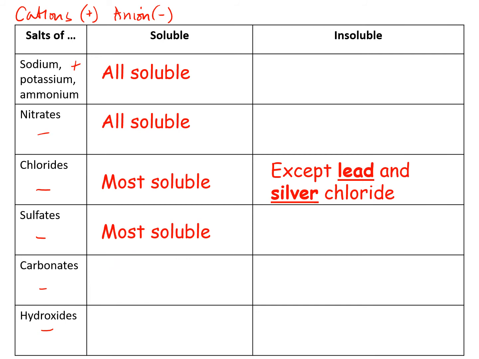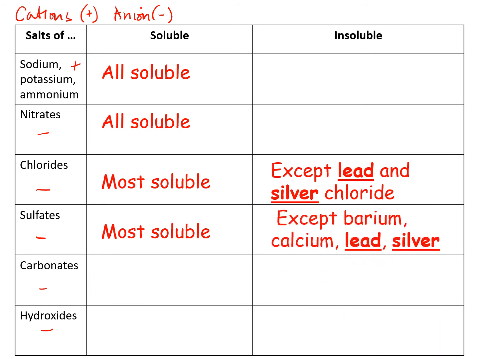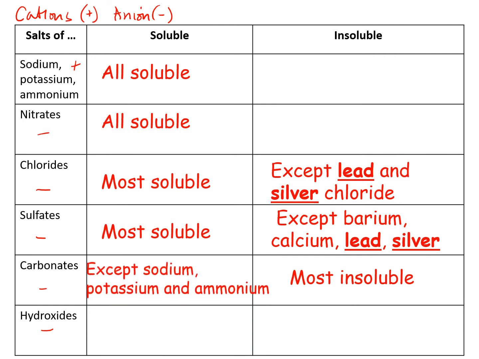Then there's two more that you need to remember, and that's your plaster of Paris, or your casts, and then your barium meal. So barium and calcium, and then lead and silver. Your carbonates, they're mostly rocks, so they're going to be mostly insoluble, except for your sodium, potassium, and ammonium.